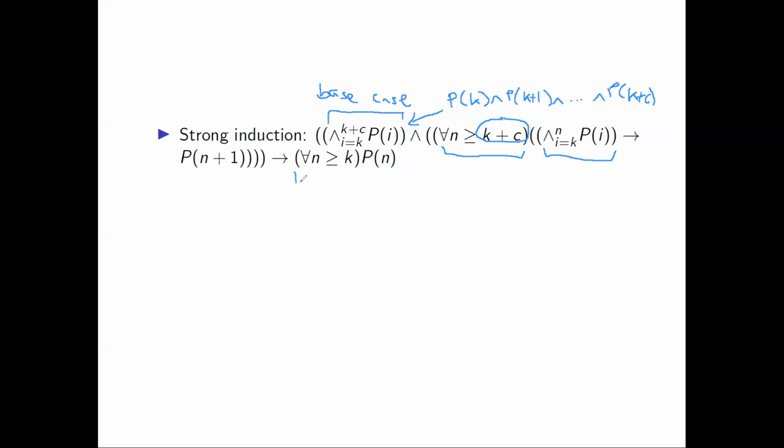And we still get the same conclusion that we got on the other slide where we saw the variant of strong induction where we start at k. So for all n greater than or equal to k, we can conclude that P of n is true. So again, the main difference is just the base case. We can have multiple cases in our base case. And that means that in our inductive step, we can start from k plus c instead of from k if our base cases go up to k plus c.